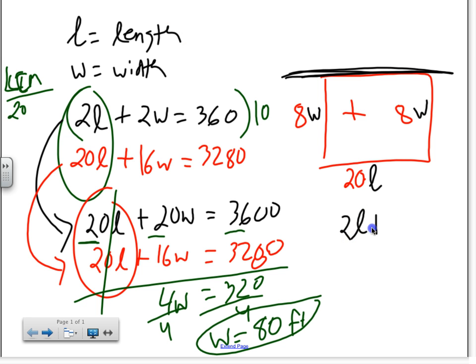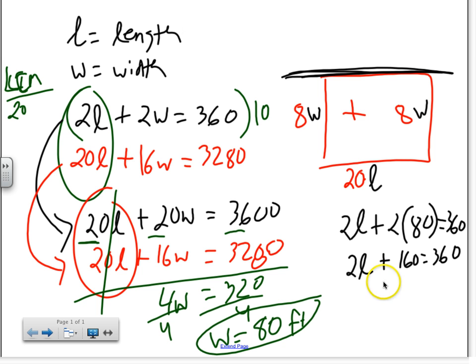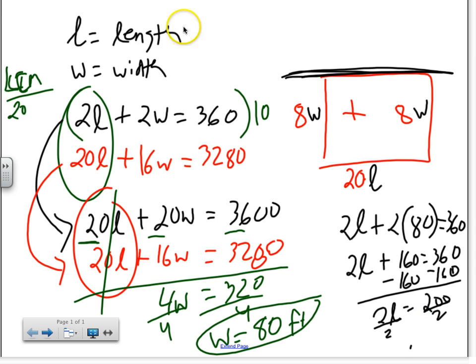2 times L plus 2 times W. I know what W is, right? I just replaced that with 80, and it should come out to be 360. What is 2 times 80? 160. Okay, so 2L plus 160 equals 360. How do I solve for L again? What do you do next? I'm solving for L, that means I'm not moving it, remember? Subtract 160. Good. 2L equals 360 minus 160, which is 200. And so I divide by 2 on both sides. What is L? 100.